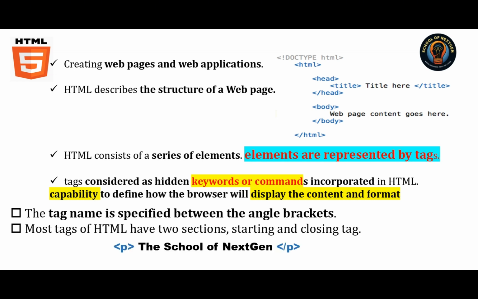Each of the elements, as I said, has a starting and a closing tag. The very first P tag represents the opening, and the forward slash P represents the closing tag. There are two tags we have seen: one is the paragraph tag, another one is the heading tag.